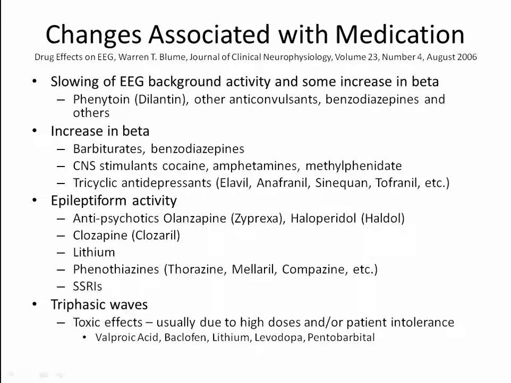Clozapine, lithium, the phenothiazines like Thorazine, Mellaril, Compazine, and so on, and even the SSRIs can trigger epileptiform activity in the EEG. Now, this doesn't mean that it's causing an epileptic seizure, but it may be producing activity that looks epileptiform, like spike and wave activity in the EEG.